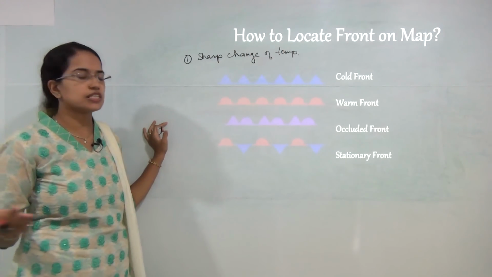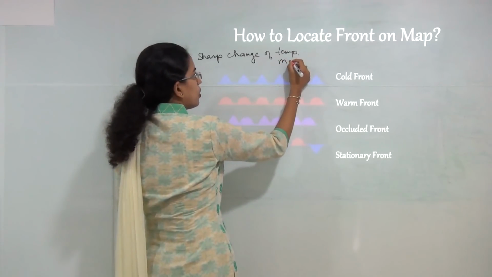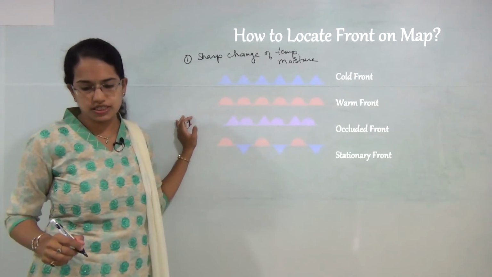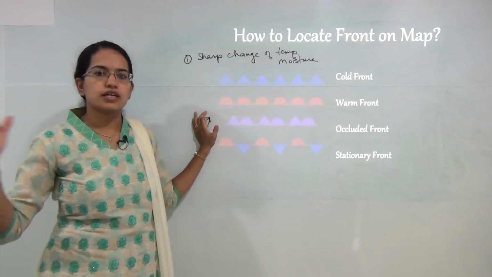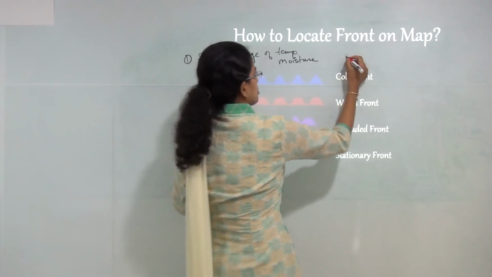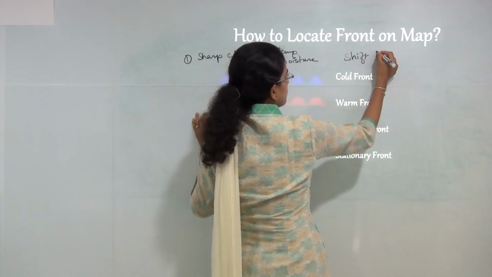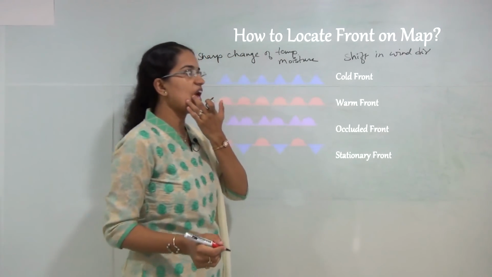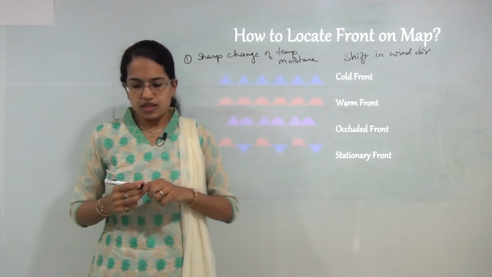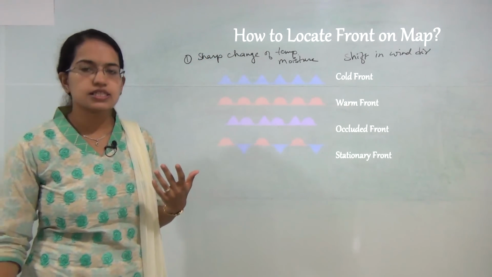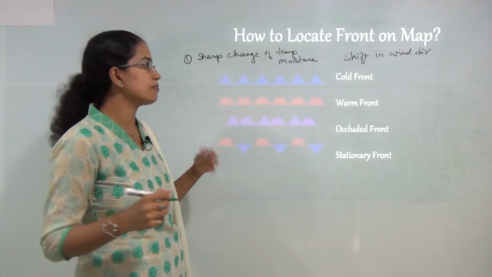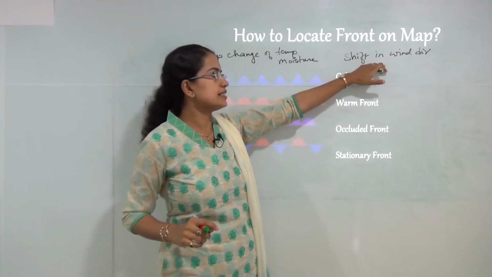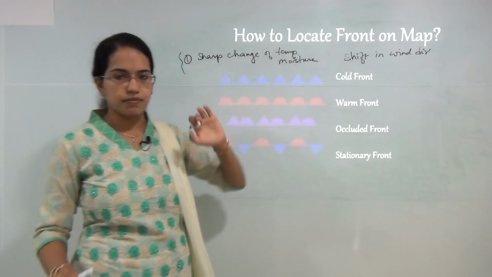Then you have change in moisture conditions, again among the characteristics that we talked about. Then you have a shift in the direction of wind. That's again a very important phenomenon to understand the location of a front on the map. Then you have changes in the pressure conditions and the amount of cloudiness or precipitation in the region. So these are some of the characteristics that help you locate a front on the map.